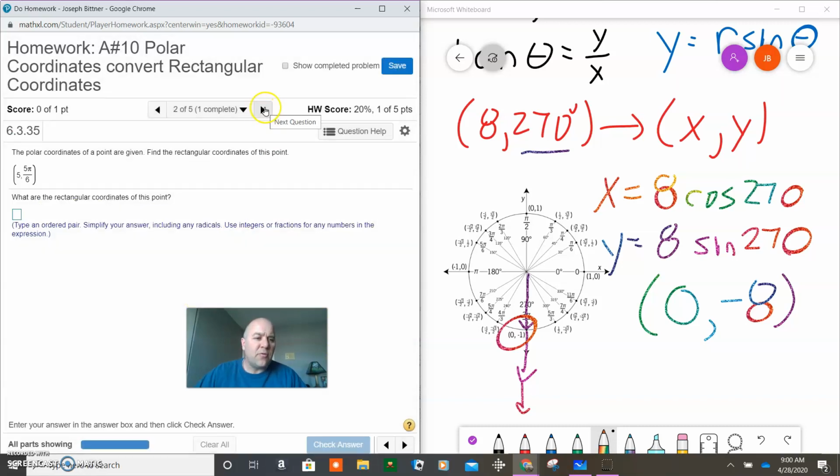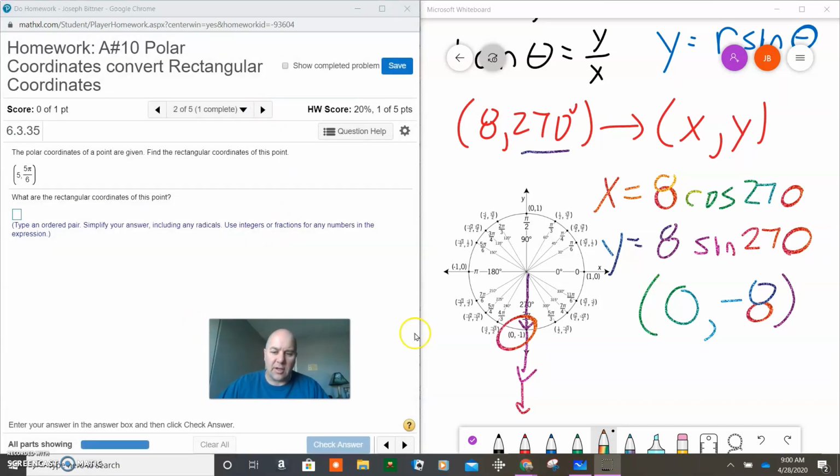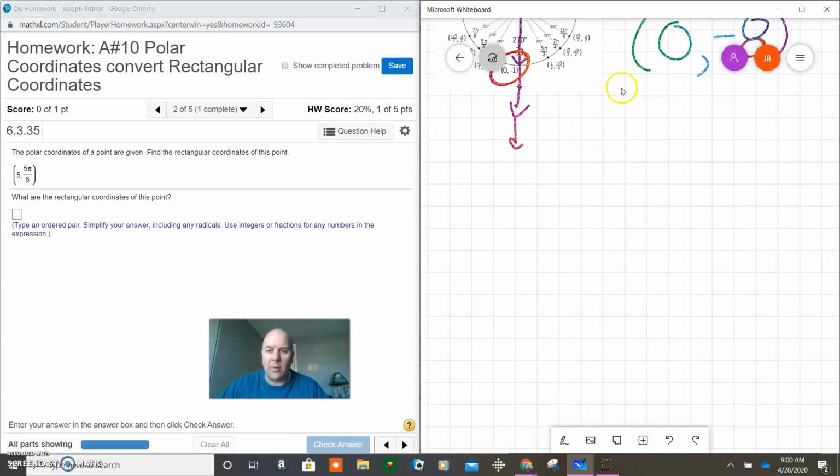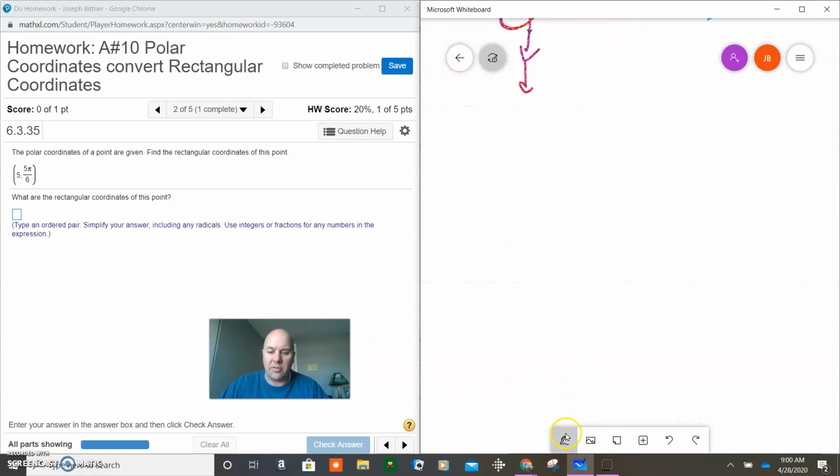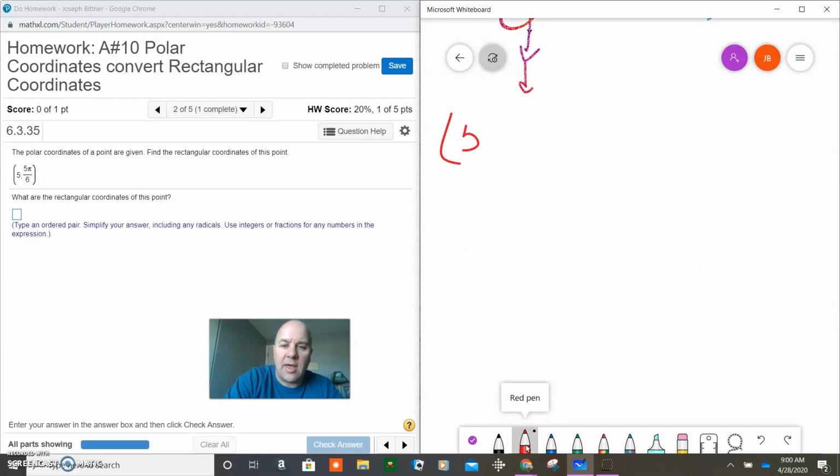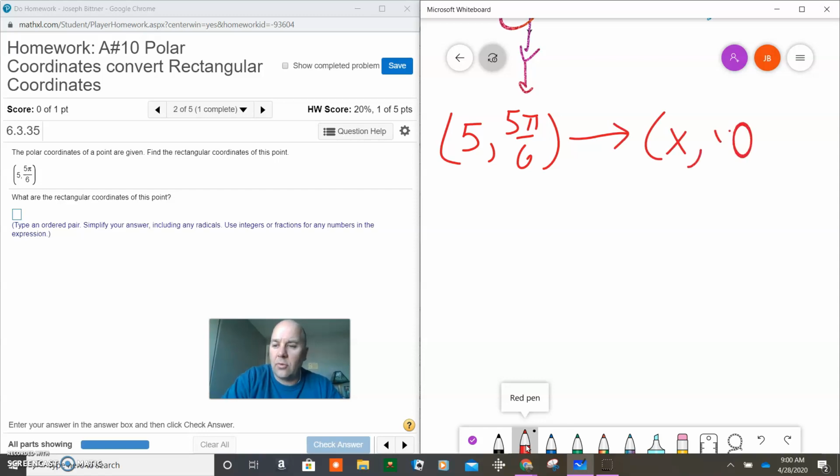All right. Let's move into a harder problem here. Let's take a look at this one, and then I'll even do a rectangular to polar just to make sure everybody's okay with the direction here. So this one is giving you a radius of 5, and it rotates 5 pi over 6, and we're trying to convert this into XY coordinates.